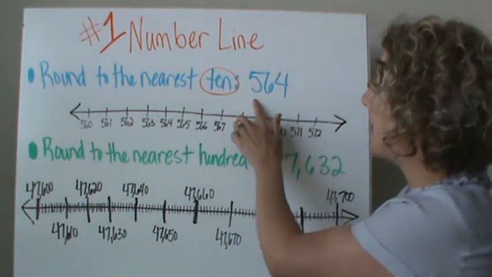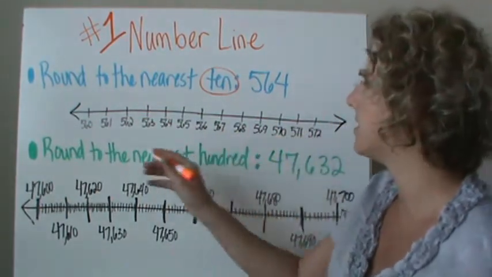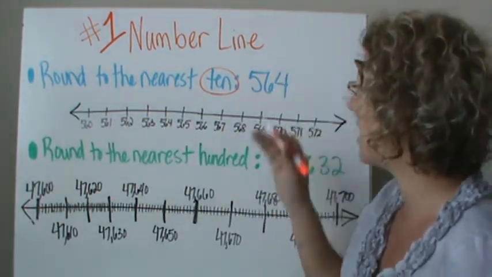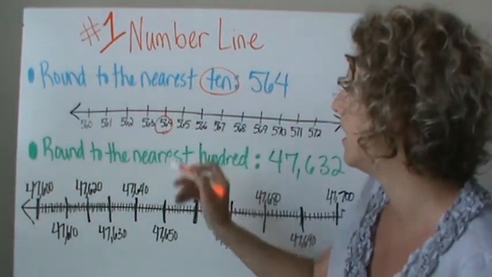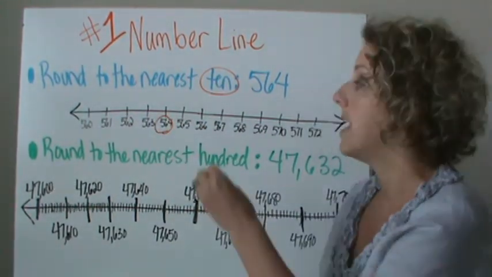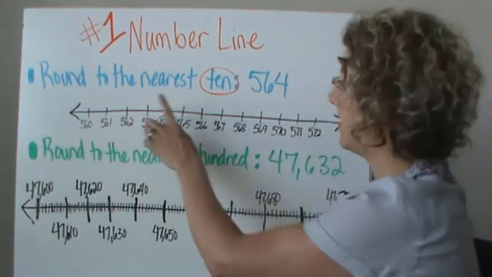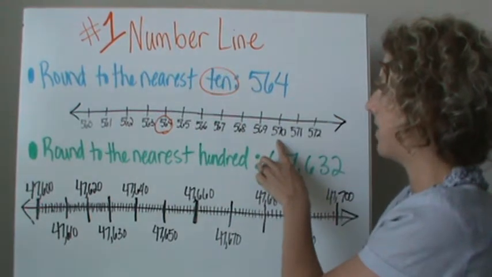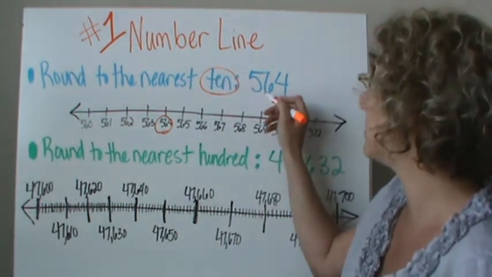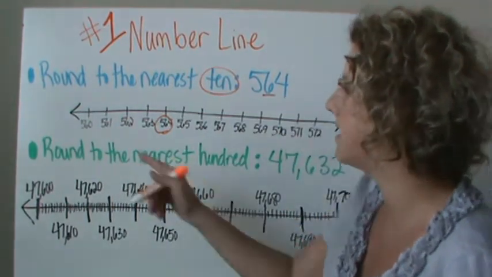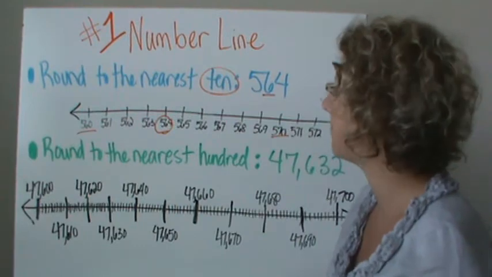The two choices we have are 560 or 570. So I'm going to go ahead and find my number 564 on the board. And then I'm going to try to decide, am I going to round to the nearest 10 to be 560 or to the nearest 10 to be 570? So first I have to make sure, ones, tens, I have my tens. So it can either be 560 or 570.